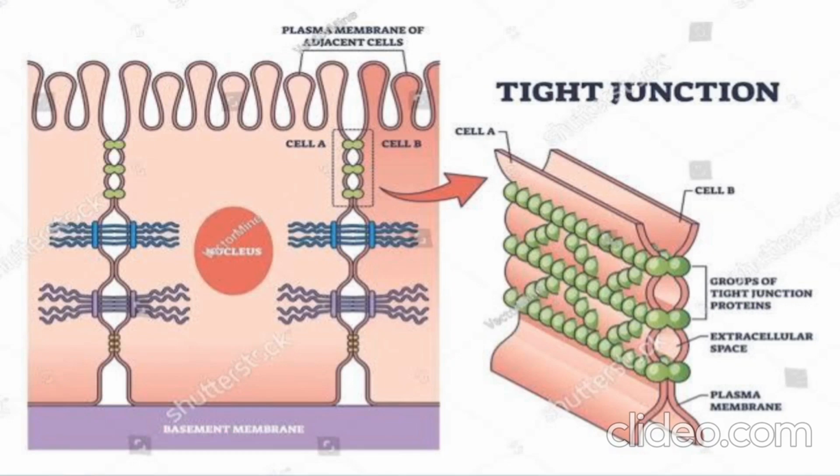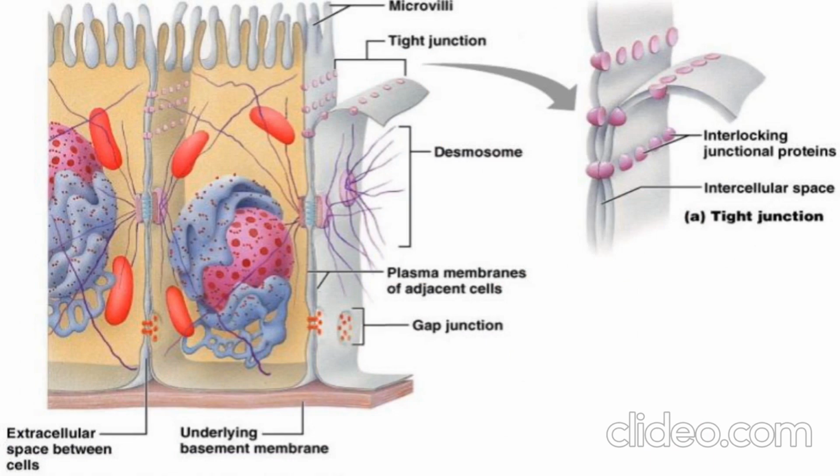This is an image of the tight junction. You can see the tight junction here is very close to the external environment, because this image is showing the intestine. The lumen of the intestine is part of the external environment. But when you talk about the bloodstream, that's the internal environment.